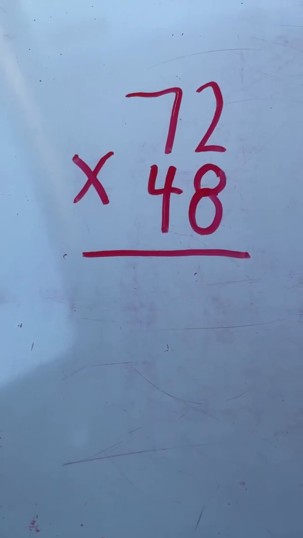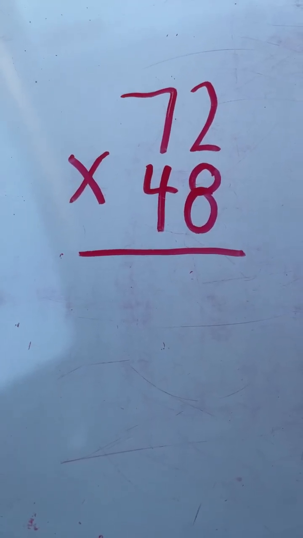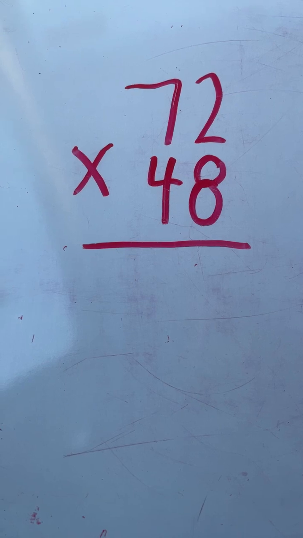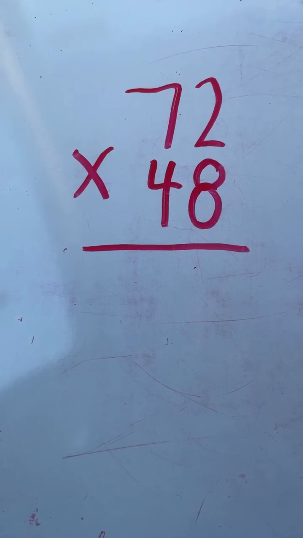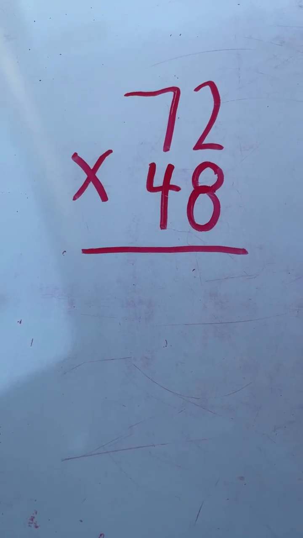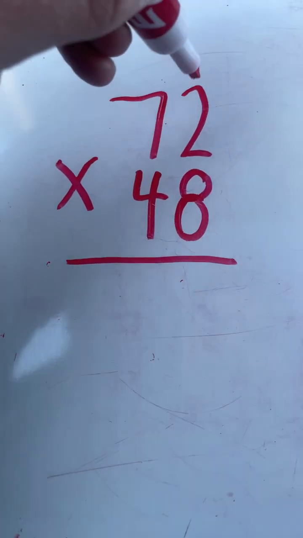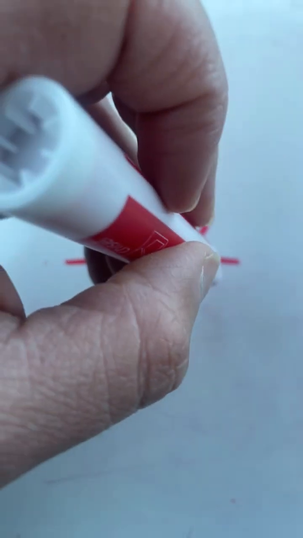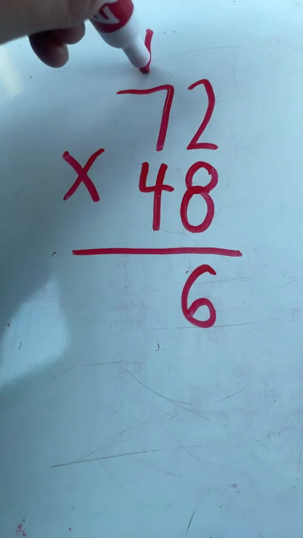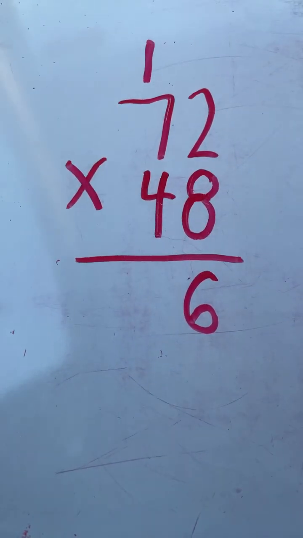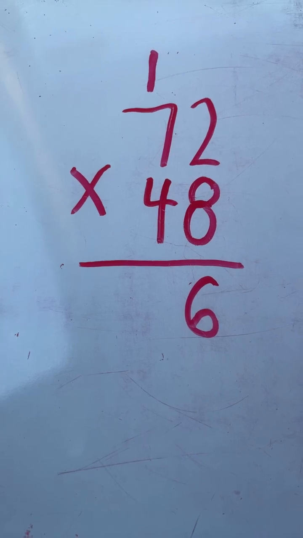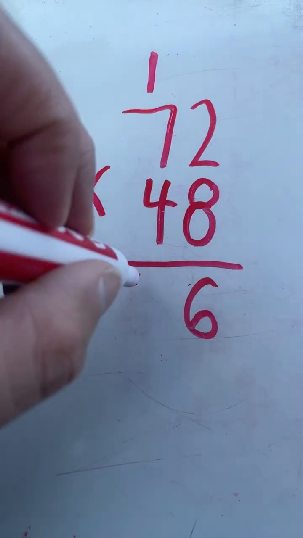All right, we are going to multiply 72 times 48. All right, starting out in the ones place, 2 times 8 equals 16. 6 carry the 1. 7 times 8 equals 56, plus 1 equals 57.